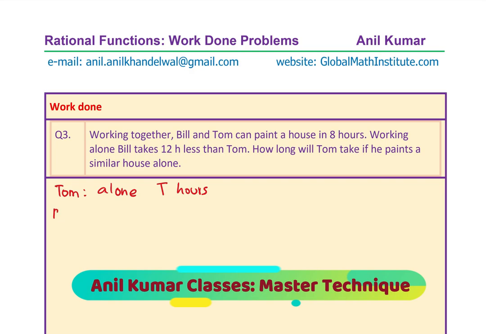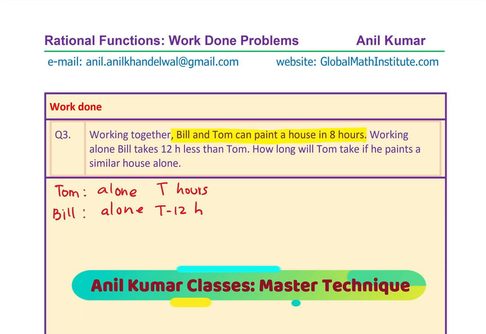Then in that case, Bill alone will take how much? Bill takes 12 hours less, means T minus 12. Let's say hours, correct? And we are given a statement that Bill and Tom can paint the house in 8 hours. What equation will you get from here?